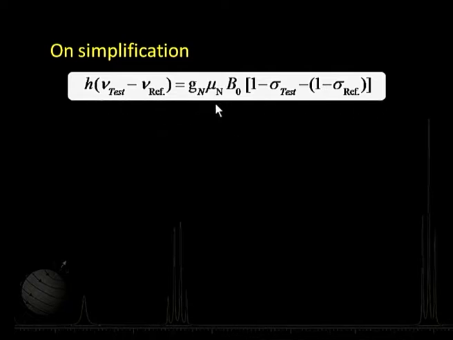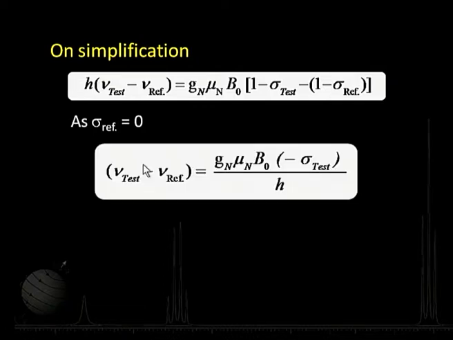What do I get is something of this kind, that is h nu test minus nu reference to be equal to g n mu n B naught (1 minus sigma) and so forth. I just simplify it further and set sigma reference to be equal to 0, which is what we are defining right here. When I do that, I get an expression of this kind, that is shift in frequency happens to be given by the following expression. Do not bother about the expressions there, the concept part of it is important here.